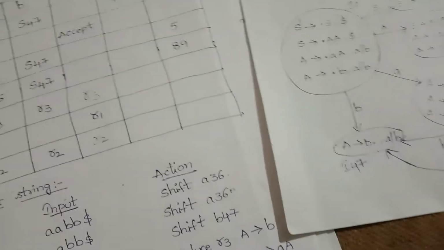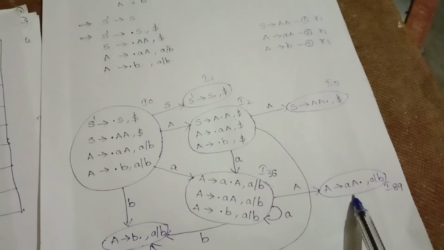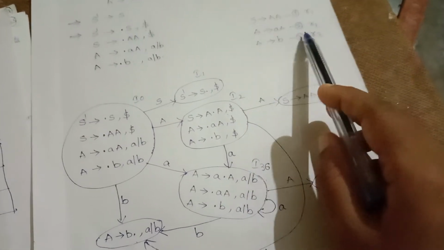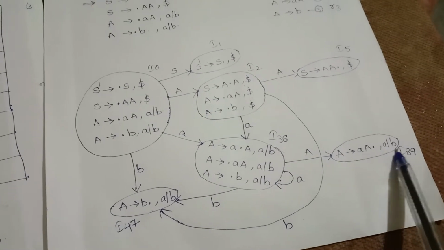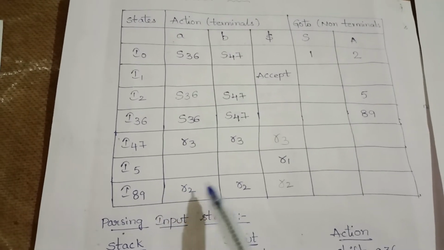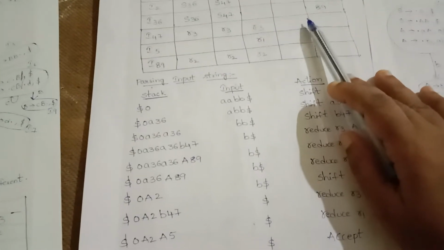Next I89, it is also not moving anywhere, so the production is A tends to AA, so it is written as reduce 2. Reduce 2, you need to write in the look ahead symbols A and B. Okay, this is how we construct the LALR parsing table, and from this table you need to parse the input string.